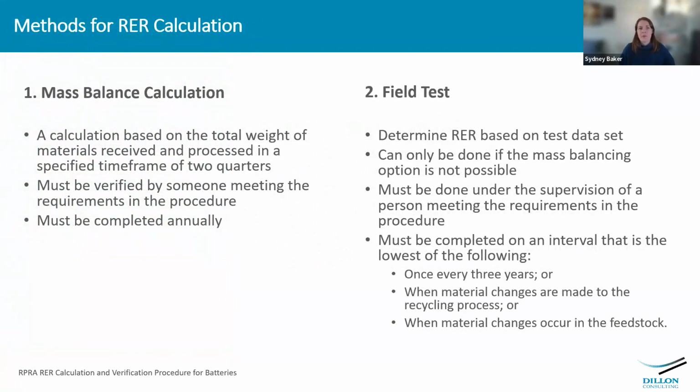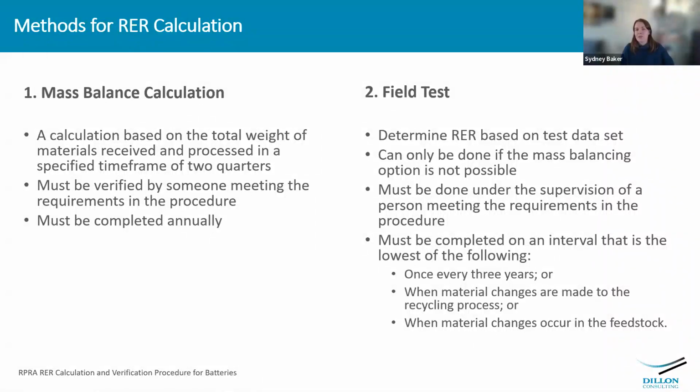Within the procedure, we contemplate two different approaches for processors to use to determine their RER. The first is the mass balance calculation, and this one would be the expectation for most processors. The mass balance calculation looks at the total weight of materials received and processed within a specified time frame. As the name suggests, it is a mass balance calculation of weight in and weight out, and within that determining the RER. The mass balance approach needs to be verified by someone meeting the requirements in the procedure, and it would need to be completed annually.